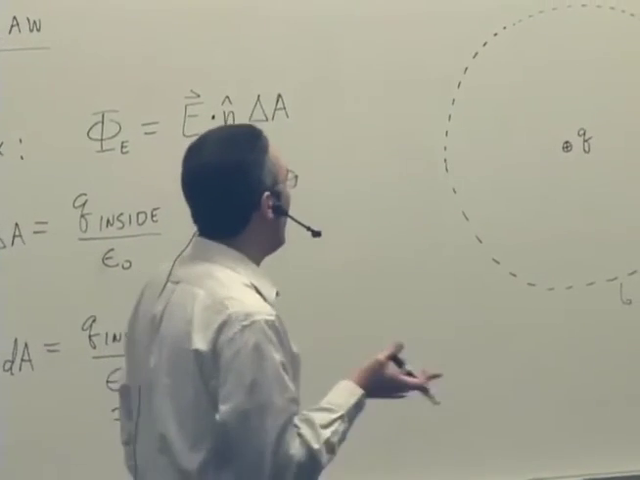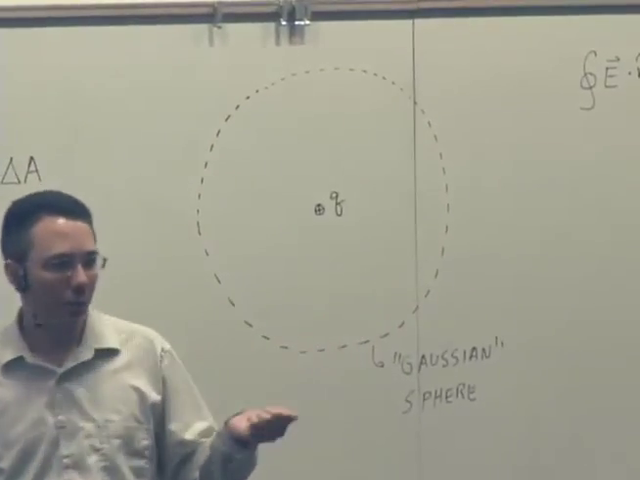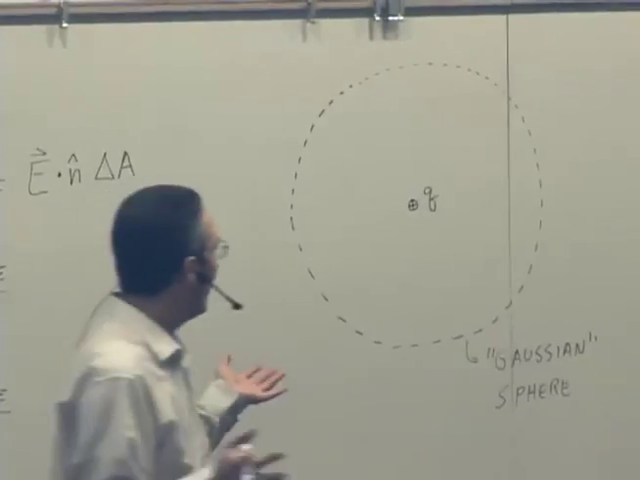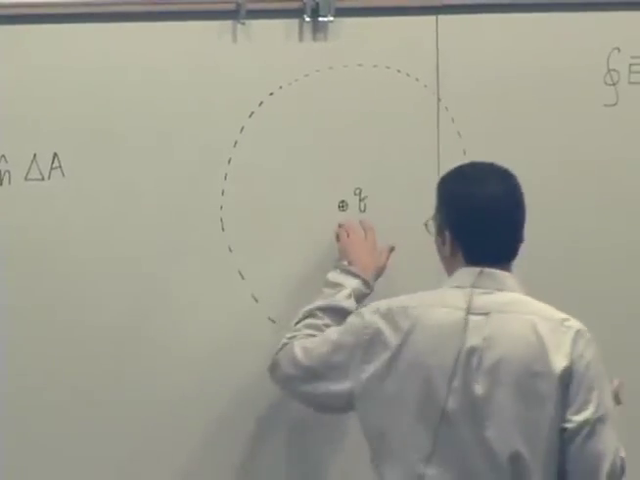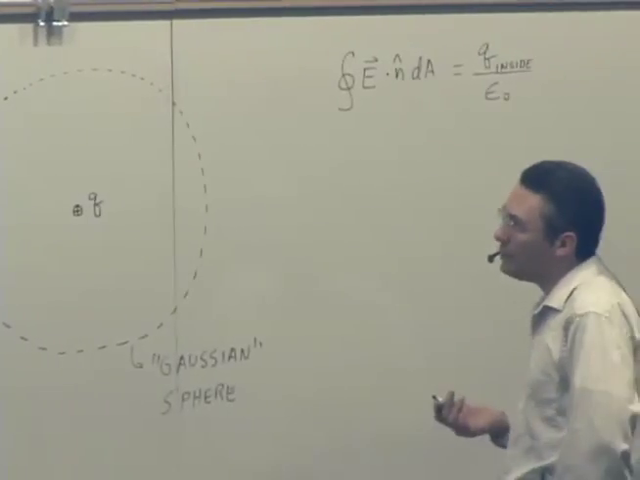So let's imagine we already know what the answer to this question is. We already know how to figure out the electric field due to a point charge. But let's, for a second, assume that we don't. All we know is that the charge is positive, and we know it makes an electric field.